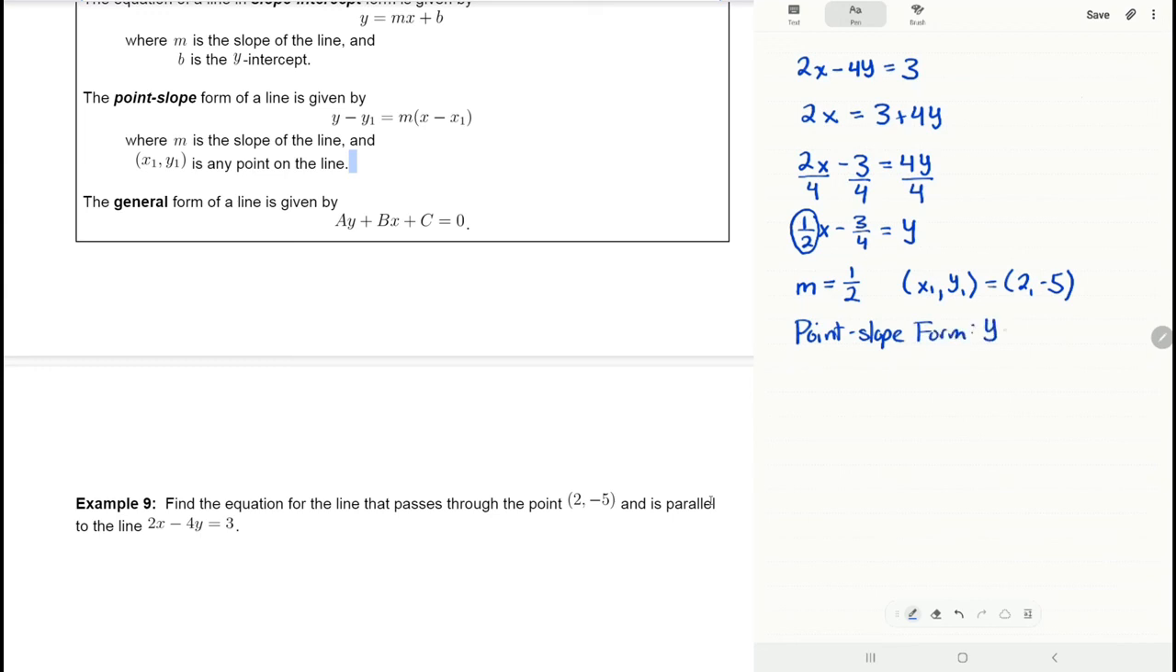Okay, recall that the point slope form is y minus y1 equals m times x minus x1. So now we can substitute our values in. We have y1, which is negative 5. The slope of the line is 1/2, and x1 is positive 2. So we have y plus 5 equals 1/2 times x minus 2. And so this gives us the equation of the line.